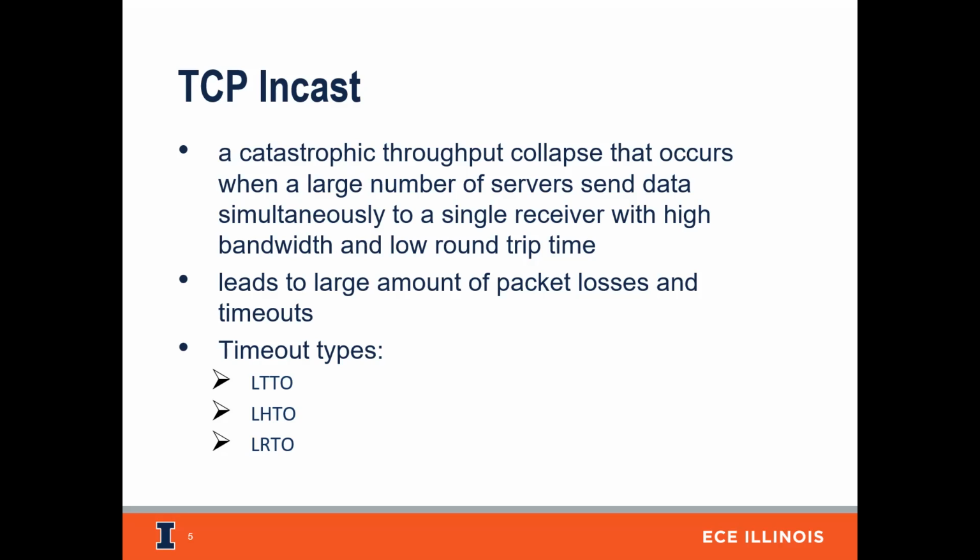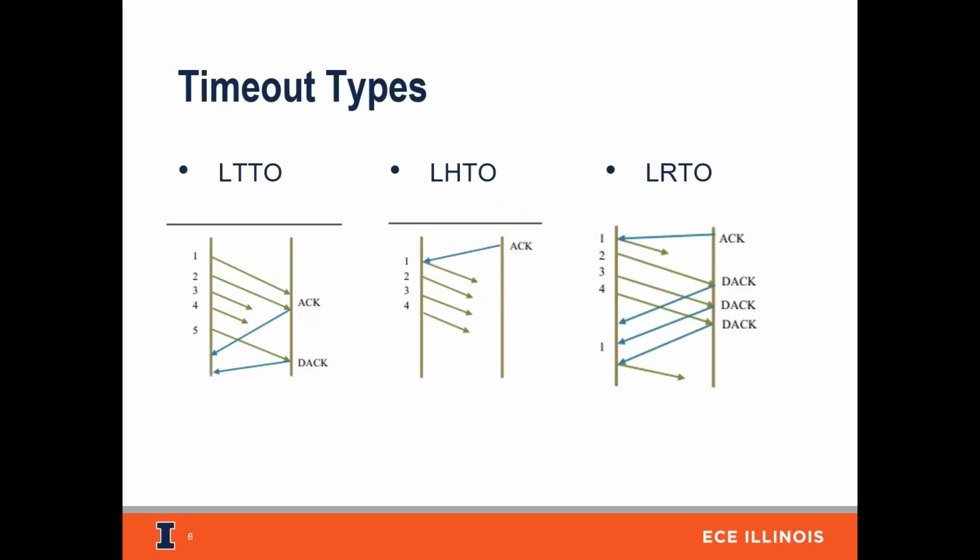There are three types of timeouts. The first one is LTTO, which stands for loss of packets from the tail of data blocks timeout. LHTO stands for loss of packets from the head of data blocks timeout. And the last one is LRTO, which stands for loss of retransmitted packets timeout. These timeouts can reduce the throughput by roughly 90%. So what does each of these timeouts mean?